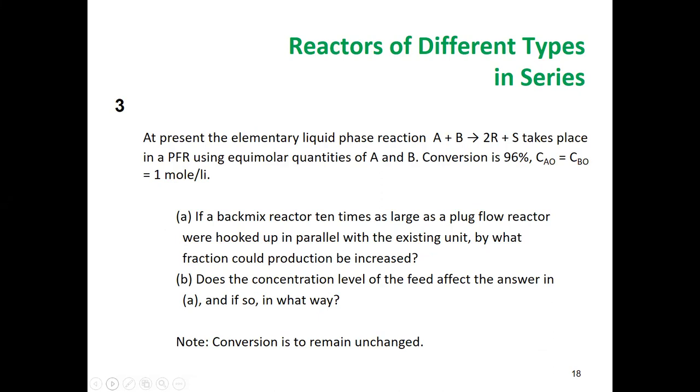So for sample problem number three, the elementary liquid phase reaction A plus B forming 2R plus S takes place in a PFR using equimolar quantities of A and B, and conversion is 96% with initial concentrations of A and B equal to 1 mole per liter. The first scenario is this: if a back mixed reactor 10 times as large as a plug flow reactor were hooked up in parallel.